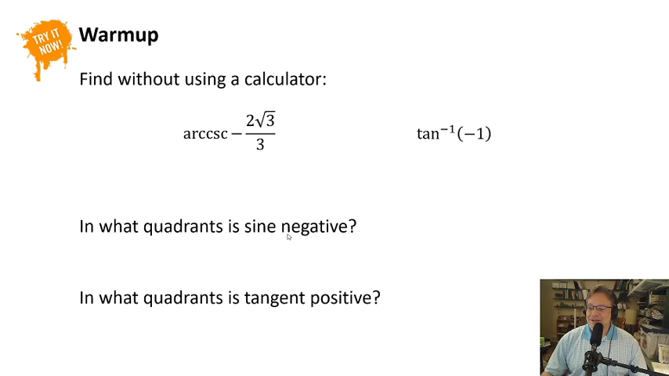And then lastly, we have some questions about the unit circle here. In what quadrants is sine negative, and in what quadrants is tangent positive? So take some time for those.